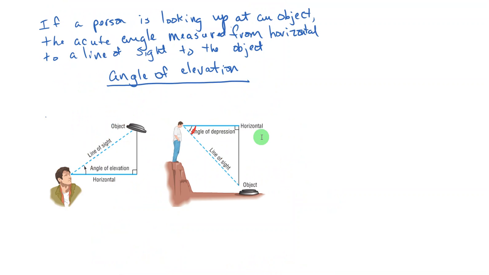The last thing we want to do is just talk about angle of elevation, angle of depression. If a person's looking up at an object, the acute angle that's measured from the horizontal to a line of sight to the object is the angle of elevation. You're looking up. If you are looking down, here's your horizontal, you're looking down at this object, this is your angle of depression. So we may use those in some problems. Let's go get our problem set.